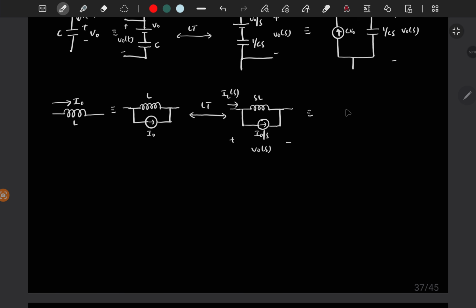So a current source in parallel with an impedance is nothing but a voltage source in series with the same impedance. So the same impedance, which is SL, and a voltage source. The voltage source polarity should be like this because the current flowing is in this direction, right? So the polarity of voltage should be such that it is plus and minus, and it should give the current in this direction.